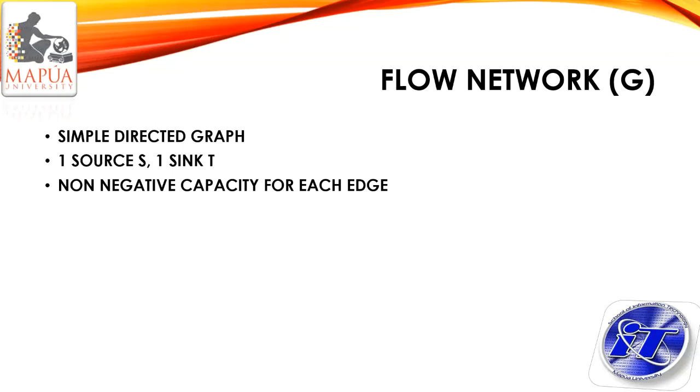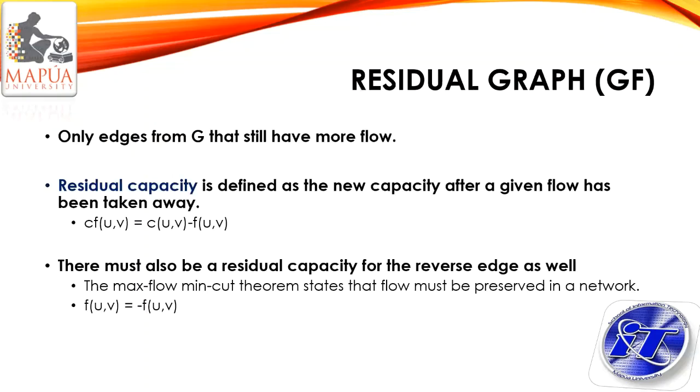And there should be one source, which is S, and one sink, which is T. If you say source, it is the start node. Sink means the end node. And the capacity of edges should be positive, non-negative. Okay? Always positive.